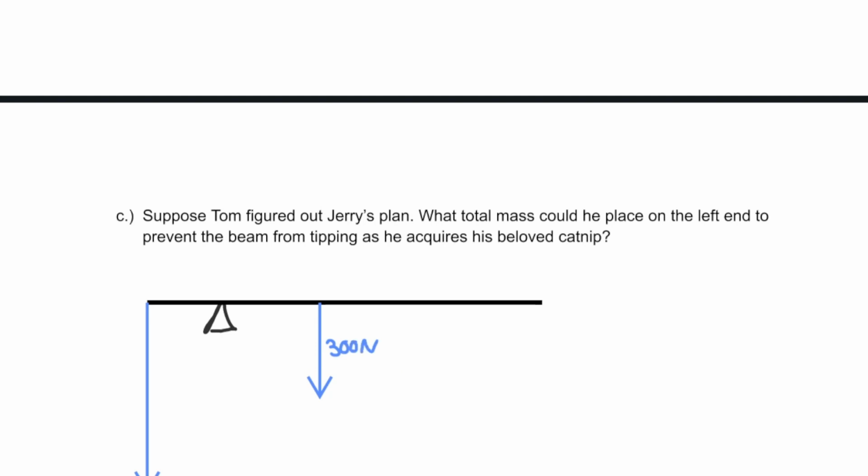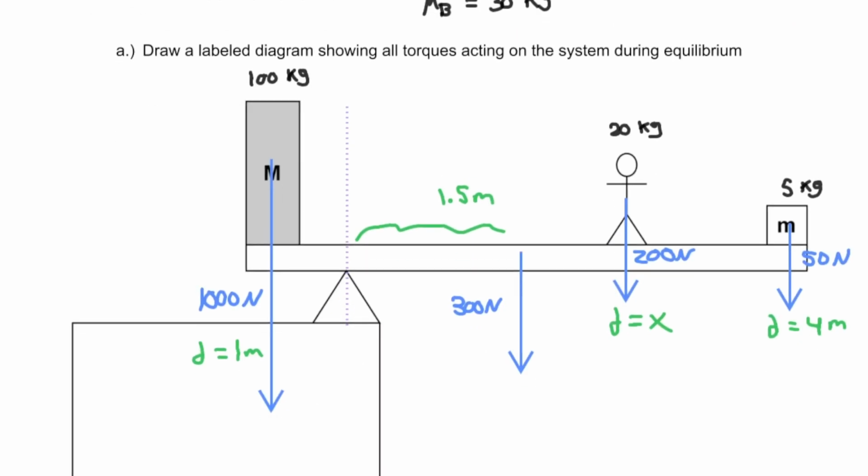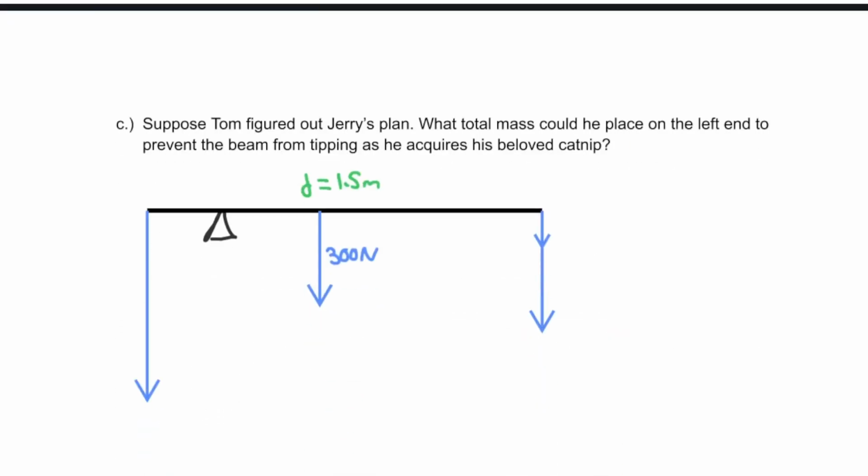is still going to be 1.5 meters away from the pivot. But then we want him to make it all the way to the right end. So not only do we have the little catnip at the right end, we also have Tom as well. And if we look at our previous free body diagram, we see that Tom was 200 newtons and the package was 50. So we have 250 newtons of weight at the left end of the rod now, which is 4 meters away from the pivot.